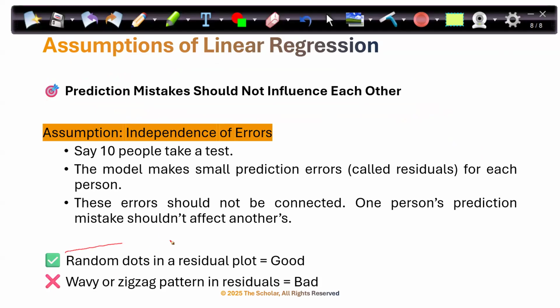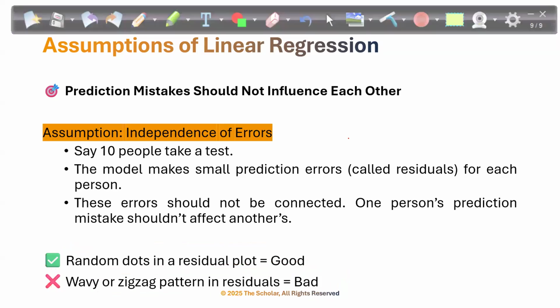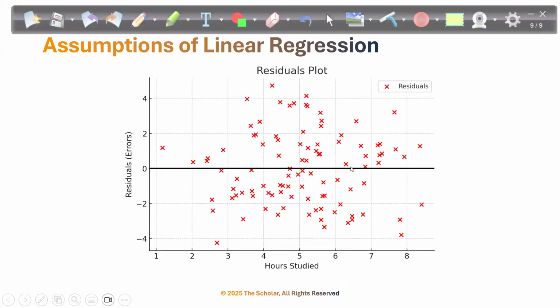So when we have random dots, we are good. But when we have wavy or zigzag patterns, we are not good. Okay. So that is the second assumption. For that, we normally create this type of plot to check how the errors are scattered. If the errors are very much scattered around zero, we are happy, right? Model is good.